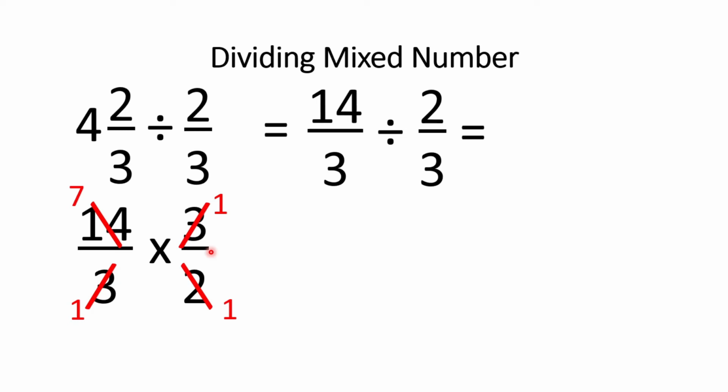Kung wala na, we can proceed with our multiplication. 7 times 1, we have 7. Then 1 times 1, we have 1. Our answer is 7 over 1. Our product is an improper fraction. What we're going to do is change it to a mixed number or whole number. But again, this is over 1. When we divide this, our answer will be 7.